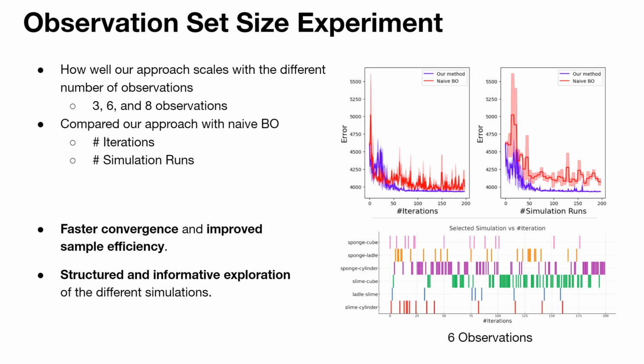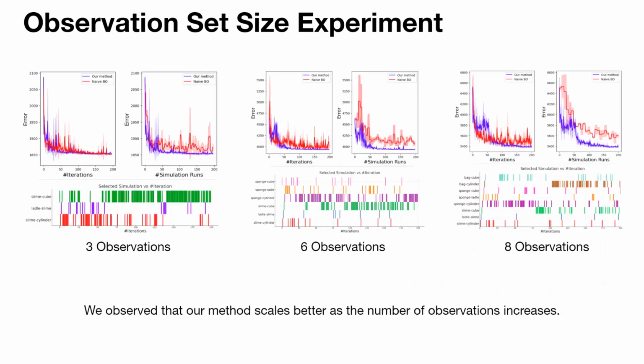For number of iteration results, we allowed the baseline method to run simulations in parallel, but we restrict our method to run only one simulation. The results show that our method achieves faster convergence, displays improved sample efficiency compared to the baseline, and utilizes a more structured and informative exploration of the different simulations. We also observed that our method scales better as the number of observations and the objects in the system increases.